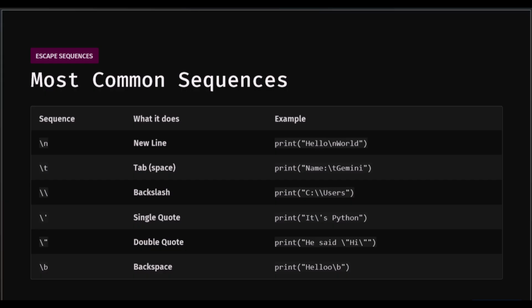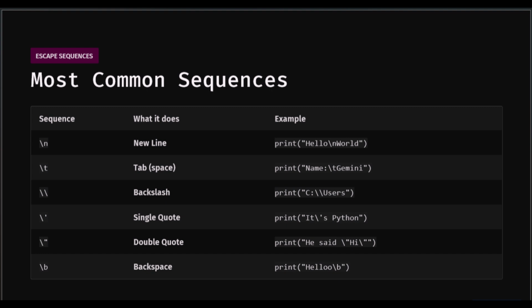Now that we understand what escape sequences are, let's look at the ones you will use most often in Python. This table shows the sequence, its function, and a clear example. First, we have \n, which moves your text to a new line. As you can see in the example, writing hello \n world will print world on a second line. Next is \t, which adds a tab space, perfect for aligning your output neatly.